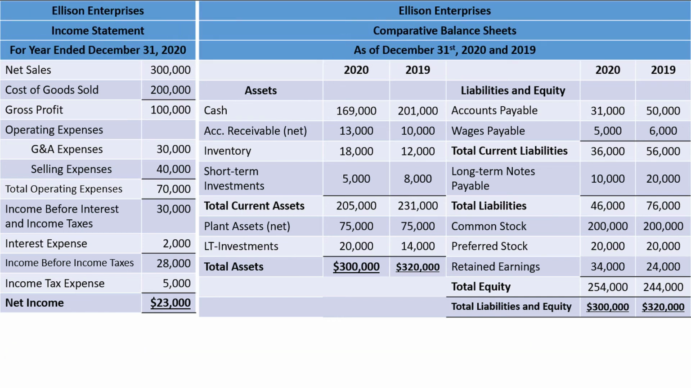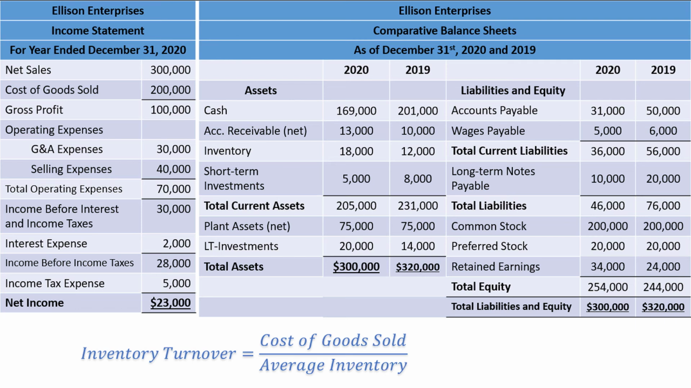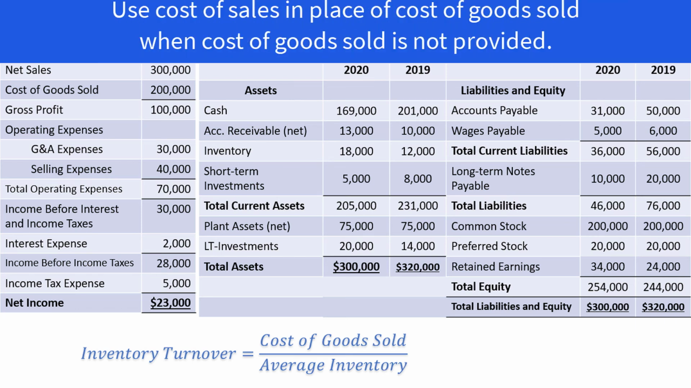The fourth liquidity ratio we will look at is inventory turnover, which is found by taking cost of goods sold and dividing by the average inventory. Note that on some income statements, you will see cost of sales instead of cost of goods sold. In that case, you should just use the cost of sales in any ratio requiring cost of goods sold.